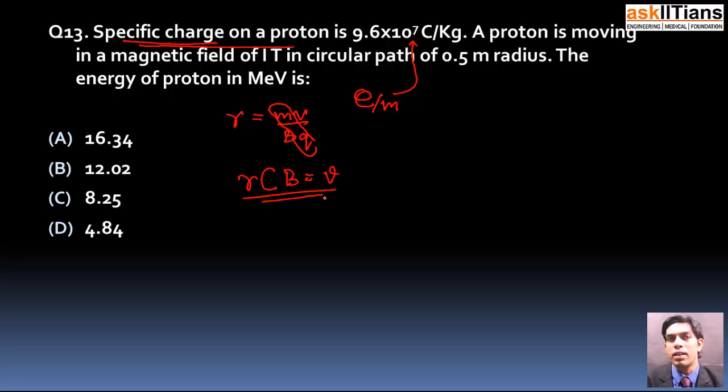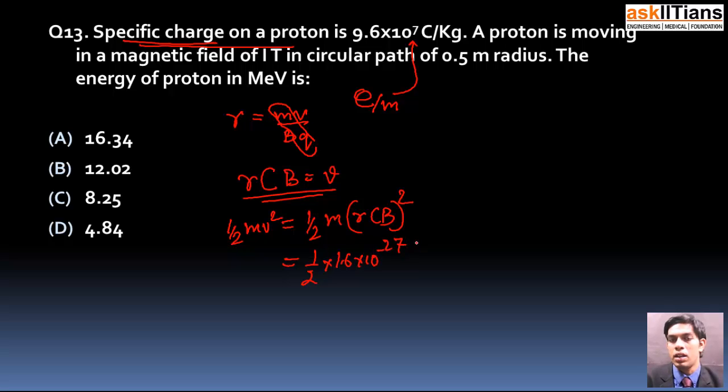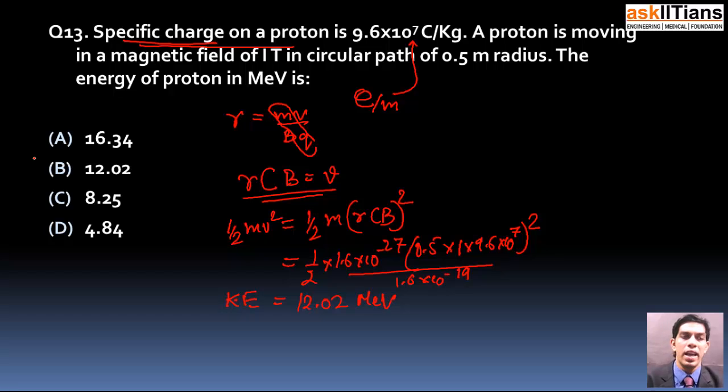Using this expression, I need to calculate the speed, or correspondingly the energy of the proton in mega electron volt. Half mv square is the kinetic energy of the proton, which is equal to half m (rcb) square. For a proton, mass is 1.6 into 10 to the power minus 27 kilogram. Substituting the values of the radius, given to be 0.5, b to be 1, and c to be 9.6 into 10 to the power 7, squared, we get the value of the kinetic energy. We need to divide this by 1.6 into 10 to the power minus 19 to get the energy in electron volt. This comes out to be 12.02 mega electron volt. Hence B is the correct answer. So let's try the next question.